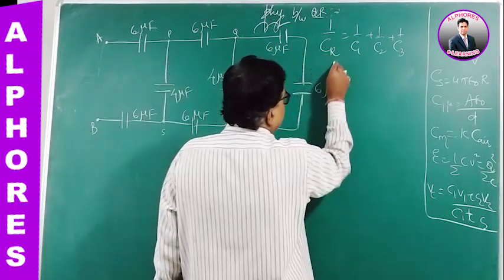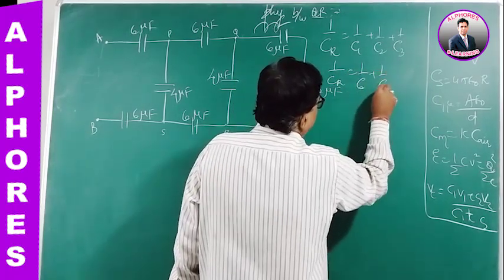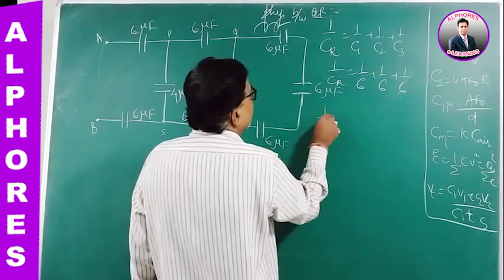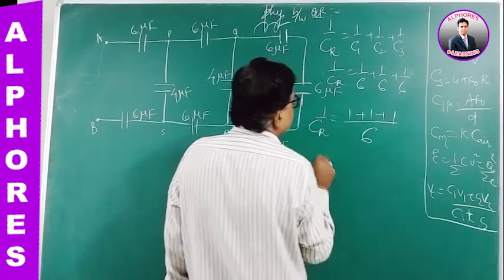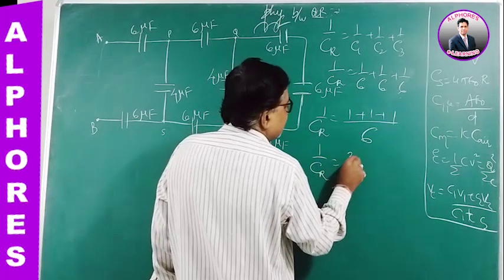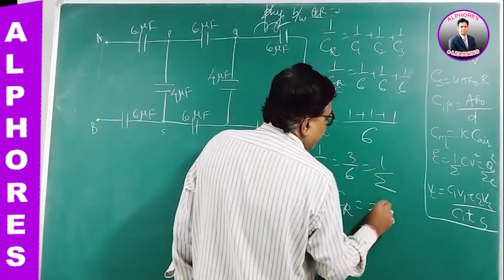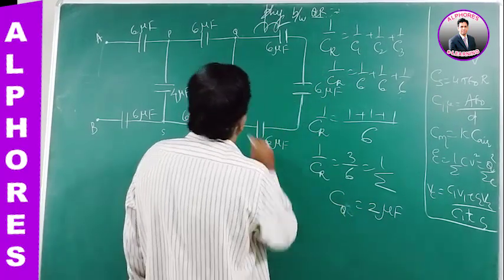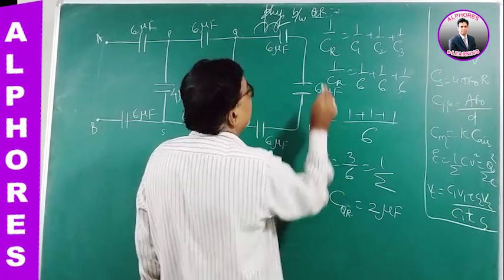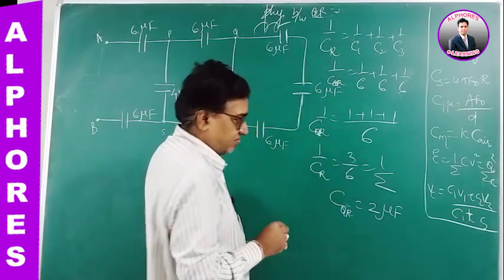So 1 by CR, the resultant, is 1 by 6 plus 1 by 6 plus 1 by 6. So 1 by CR, LCM is 6, 1 plus 1 plus 1. So 1 by CR is 3 by 6, it's 1 by 2. So CR is 2 microfarad. This is the resultant capacity between Q and R.